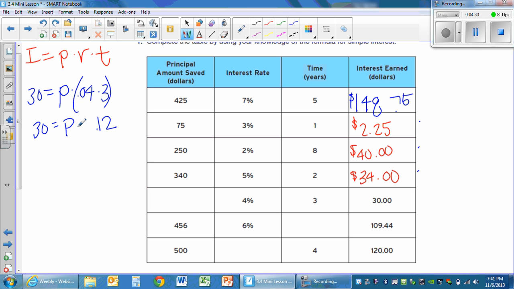Then we're still looking to get P all by itself. We have to think about what's happening to our variable P. P is being multiplied by 0.12. In order to cancel it out, we need to divide by 0.12. Anything divided by itself is just going to give you 1. If we do that to the right-hand side, we also have to do it to the left-hand side. So P equals $250.